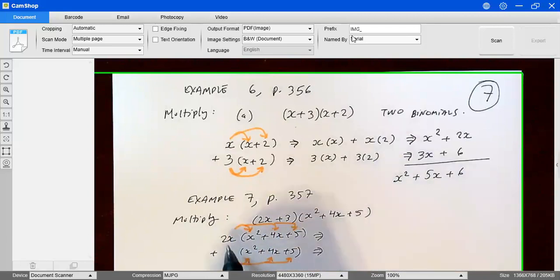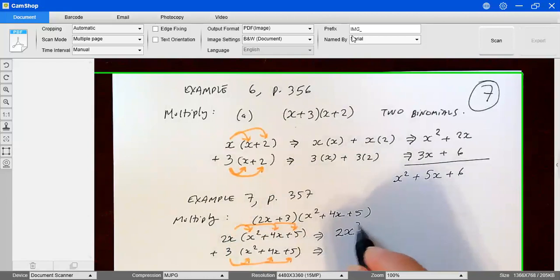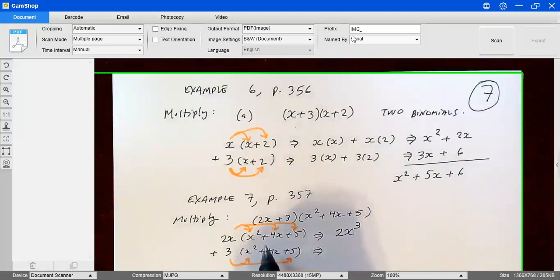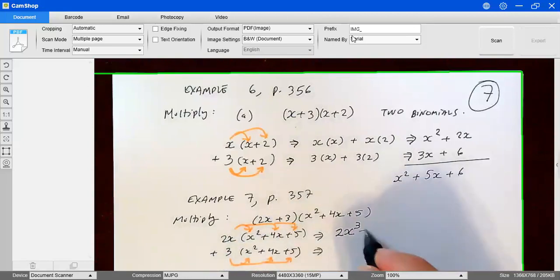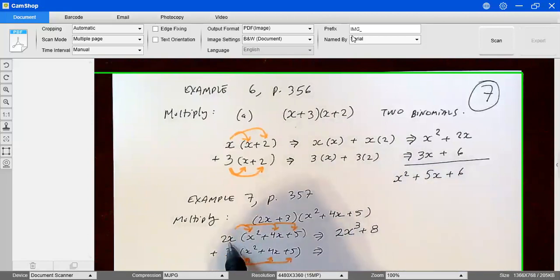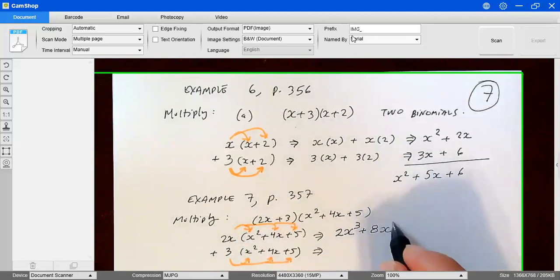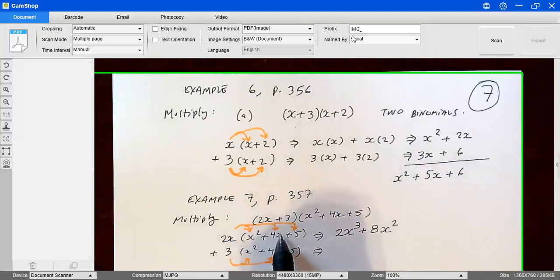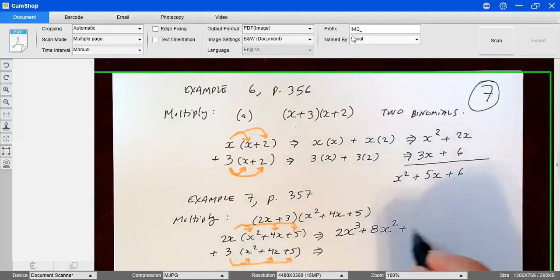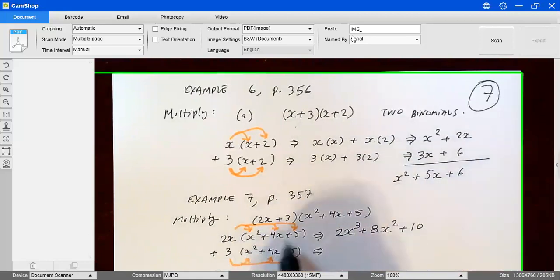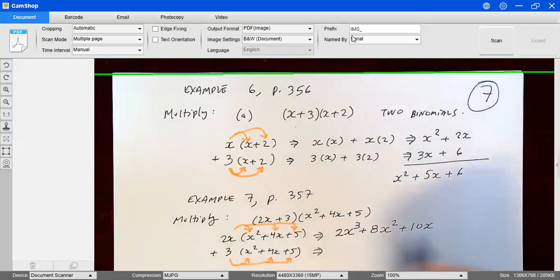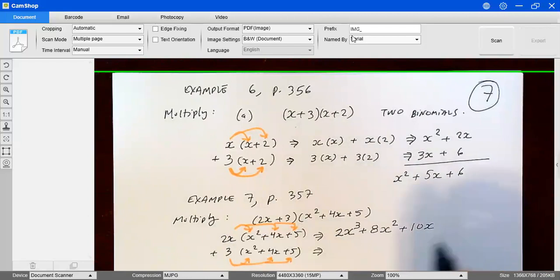So let's start. Coefficients, 2 times 1 is 2. Variables, x times x squared is going to be x to the cube because 1 plus 2 is 3. Now, next set of coefficients, 2 times 4 is going to be 8. Variables, x times x is going to be x to the second power because 1 plus 1 is 2. And then 2 times 5, so coefficients is 10. Variables, you have only x here, no x's here, so you end up with 1x.